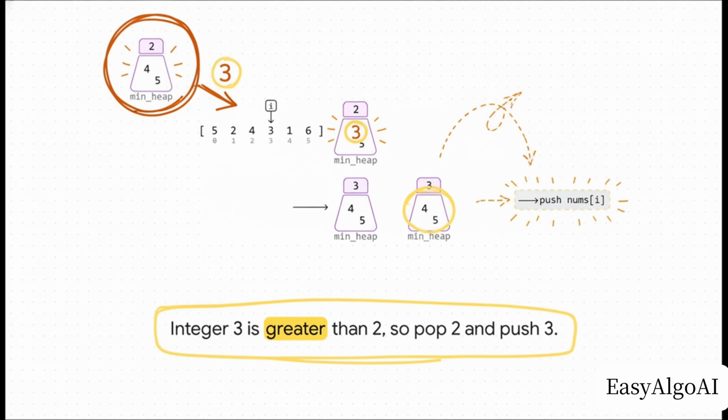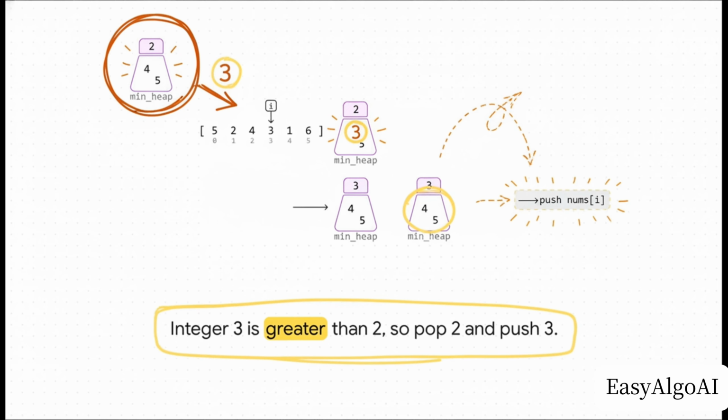And this is absolutely the crucial turning point. The next integer in our array is 3. We compare it to the smallest number currently sitting in our heap, which is always right there at the very top, in this case, the number 2. Now, since our incoming 3 is greater than the heap's minimum of 2, 3 is clearly a much better candidate for our top k. So we kick out the 2, just pop it right out of the heap, and push our new contender, the 3, right on in.